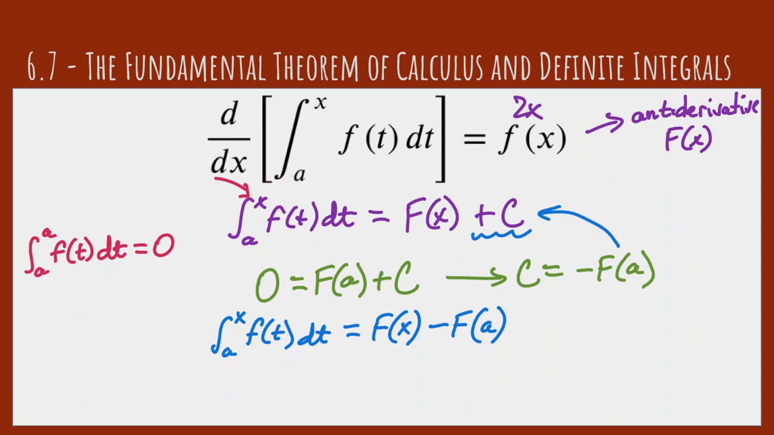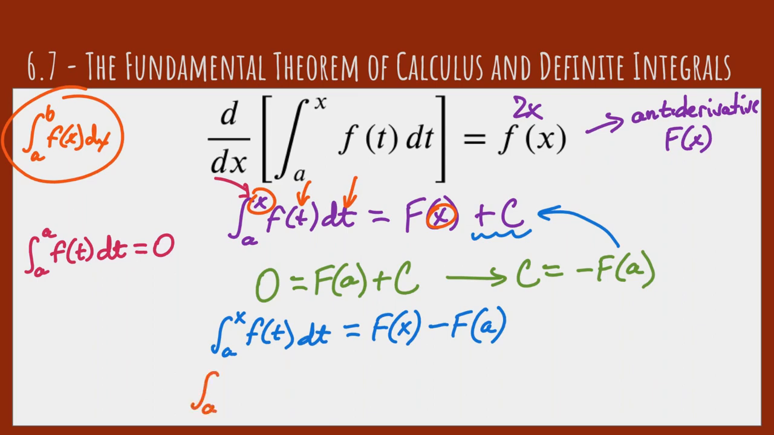Okay, so remember, we're looking for a process to evaluate an integral from a to b of some function. So I want to make it look like this. The x's are going to get replaced with b's. And once I replace those x's, this doesn't have to be a dummy variable anymore, so I can replace those t's with x's. Making those exchanges, we have the integral from a to b of f of x dx is equal to the antiderivative evaluated at b minus the antiderivative evaluated at a.